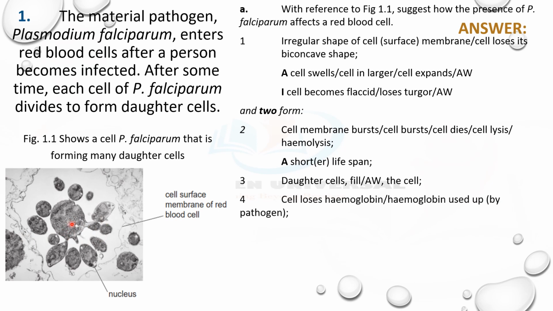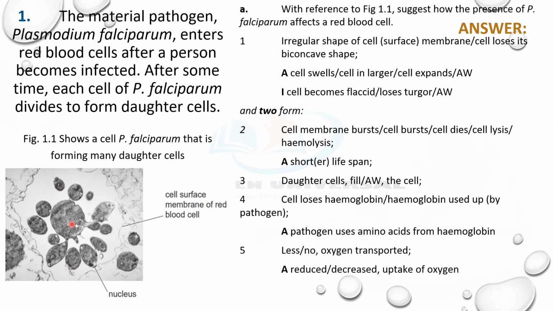of this, hemoglobin will fill the cell. Okay, the same thing. The cell loses hemoglobin, or hemoglobin is used by the pathogen. The pathogen uses the amino acids from hemoglobin because it needs to make its own protein, so it digests hemoglobin and uses the amino acids to make its own protein. Therefore less oxygen will be transported by the red blood cell, so less uptake of oxygen. And of course the pathogen is going to release toxin. So that is it, guys.